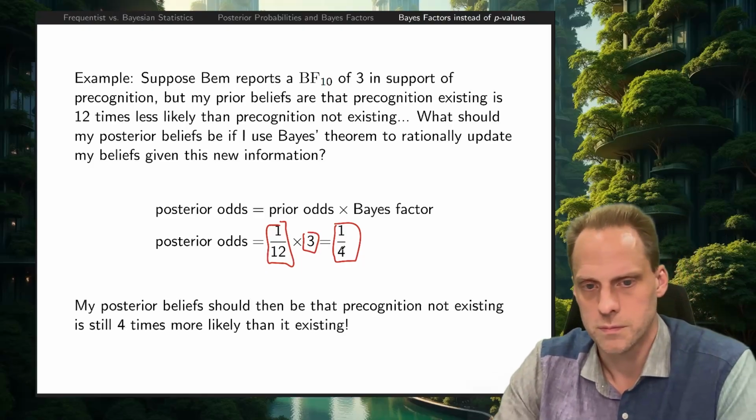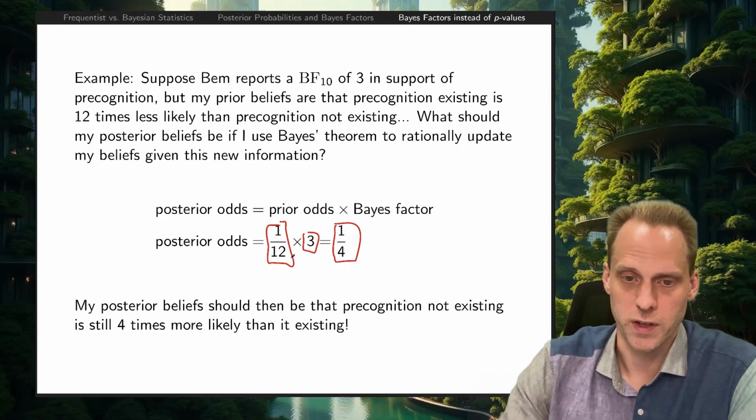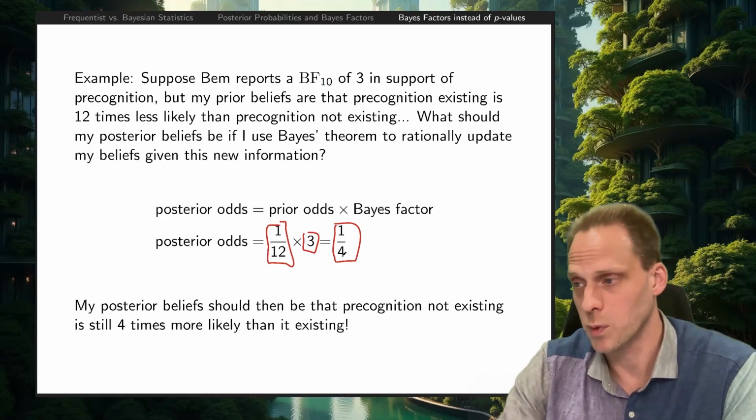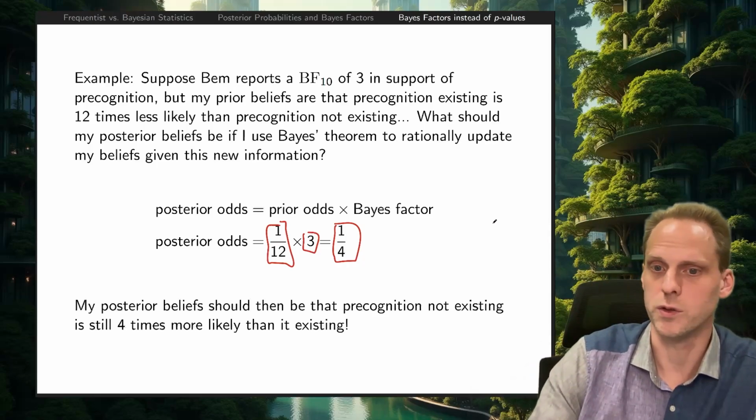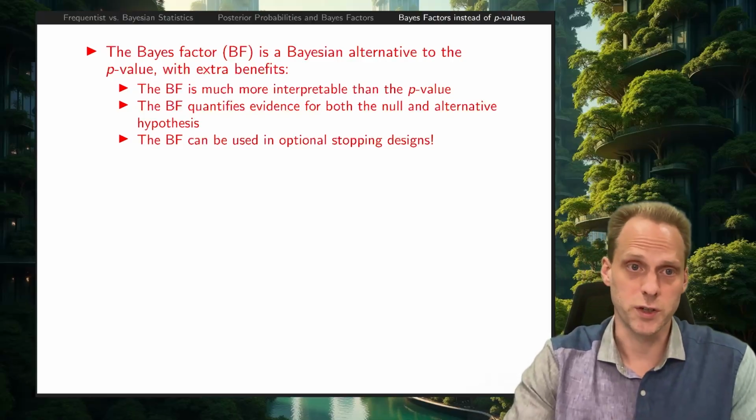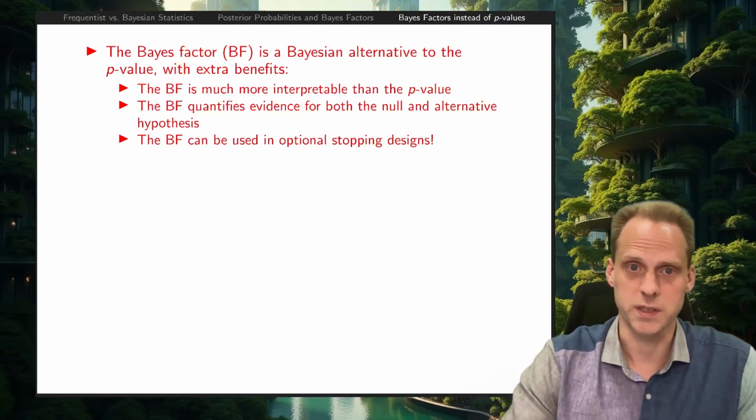So first I thought it was 12 times more likely that it doesn't exist. Now it's only 4 times more likely. And that's how I can use this Bayes factor. So the Bayes factor is a Bayesian alternative to the p-value with some extra benefits.